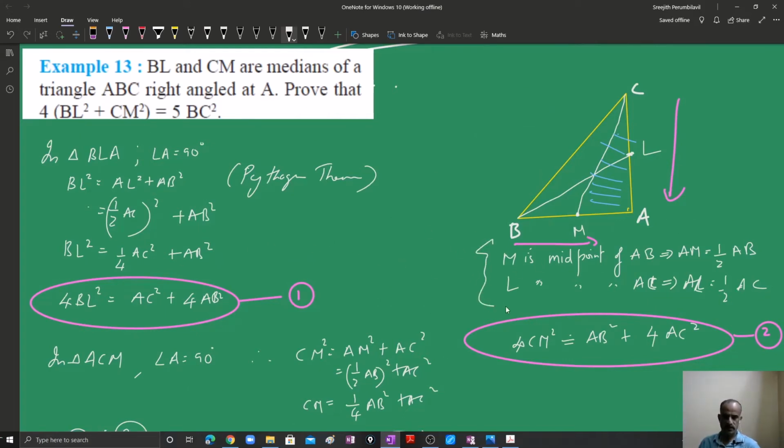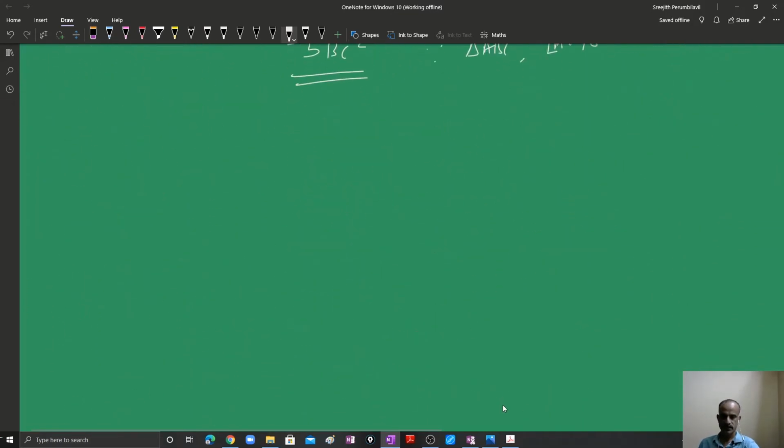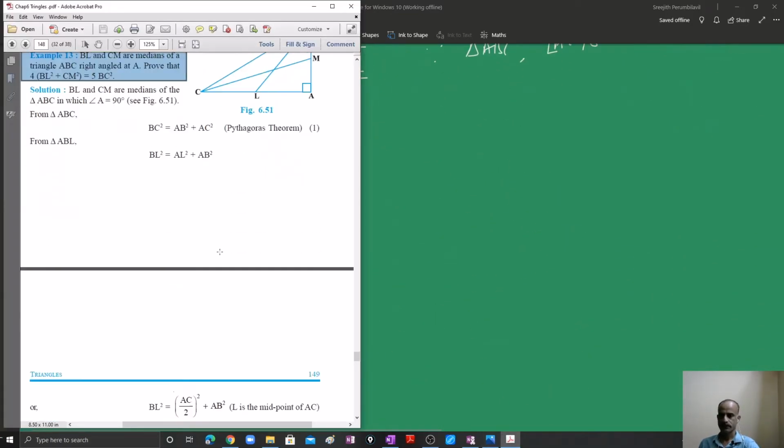So what you have done basically is the main crux of this question, this step. We have just found out a right triangle with BL as a hypotenuse. BL square is equal to AL square plus this. Then we found out a right triangle with CM as hypotenuse, so CM square is equal to AM square plus this. Just use this half, take LCM and add it up. Right. Next question.